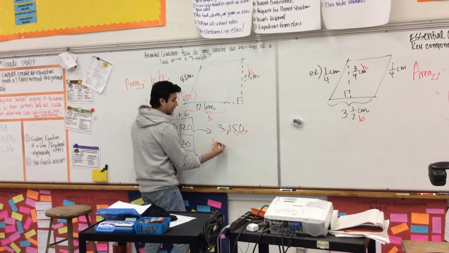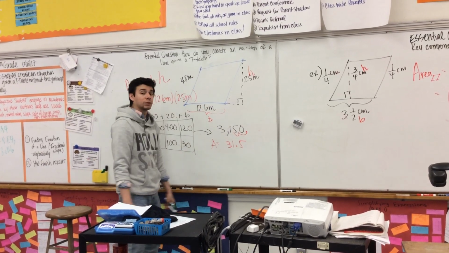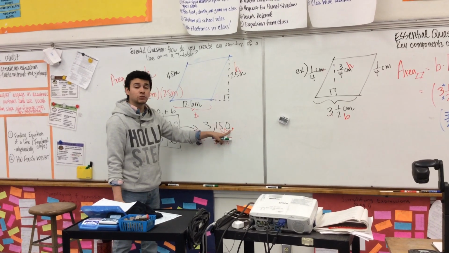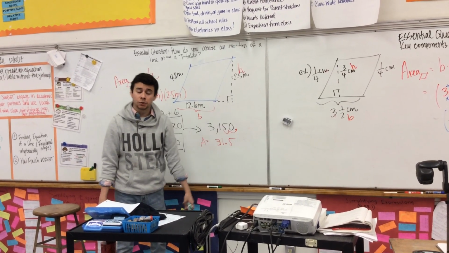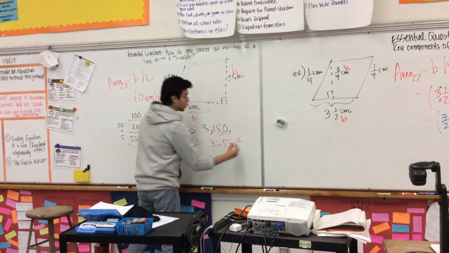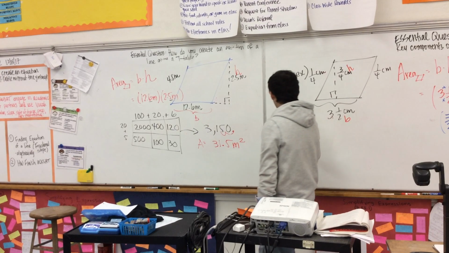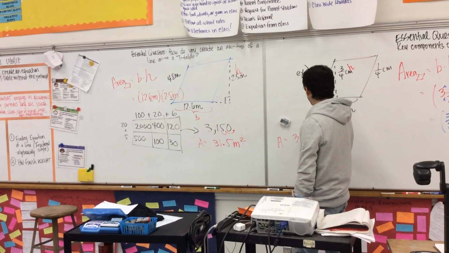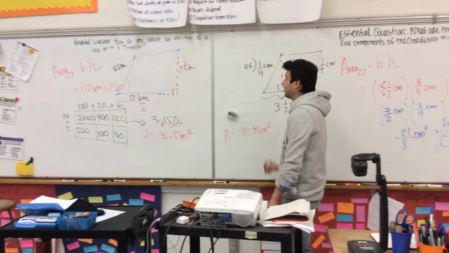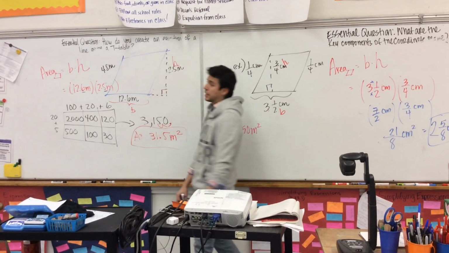So the area is equal to 31.5. And remember in class what I said? If there's zeros at the end, you could take them out. You don't need to write them down, okay? So it will be 31.5 meters squared. If you wrote area equals 31.50 meters squared, yeah, you're right, but essentially, this is a way better answer.